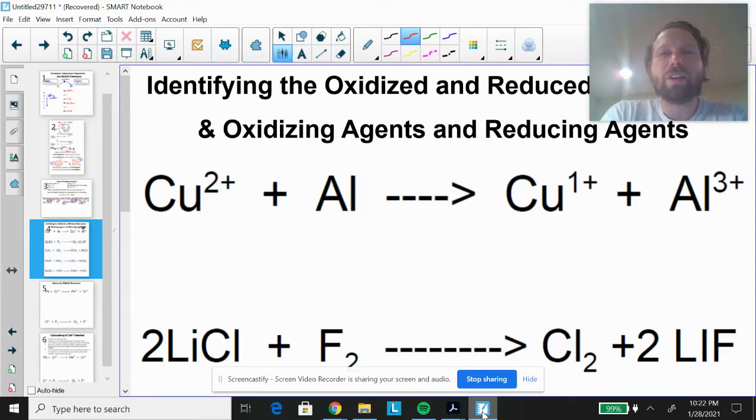Hey there, we are going to be talking about identifying the oxidized and reduced substances within a redox reaction, as well as the oxidizing agents and reducing agents. Recall that anything that's oxidized is also the reducing agent, and anything that's reduced is called the oxidizing agent as well. So these are going to be questions from your worksheet.